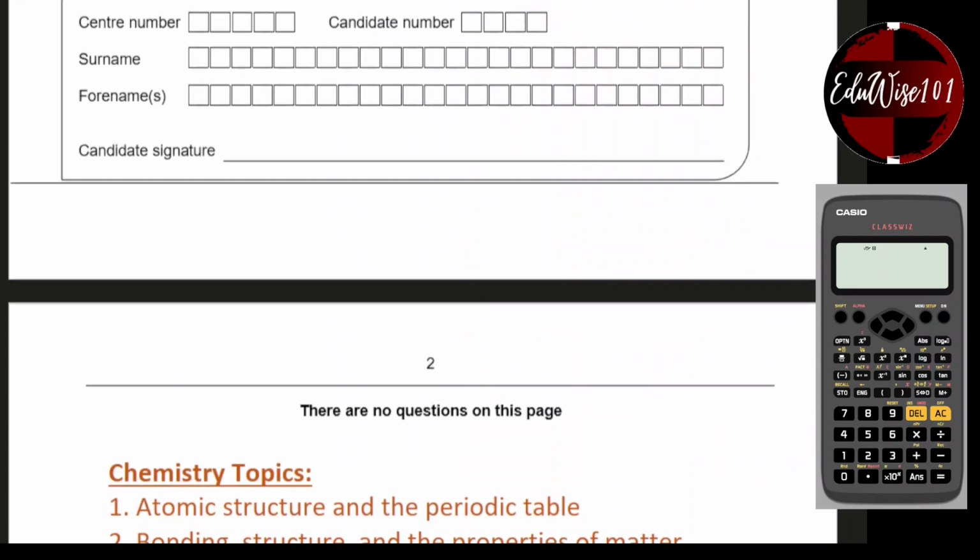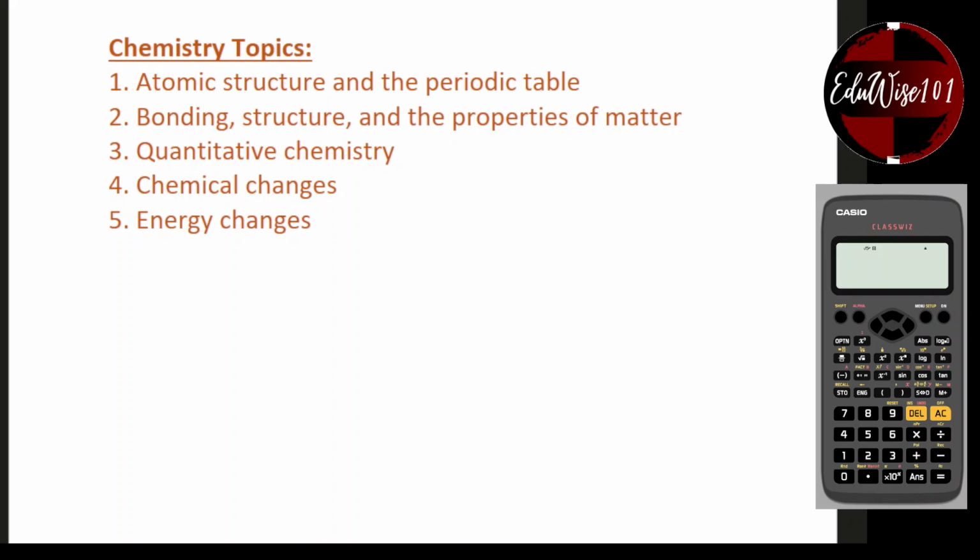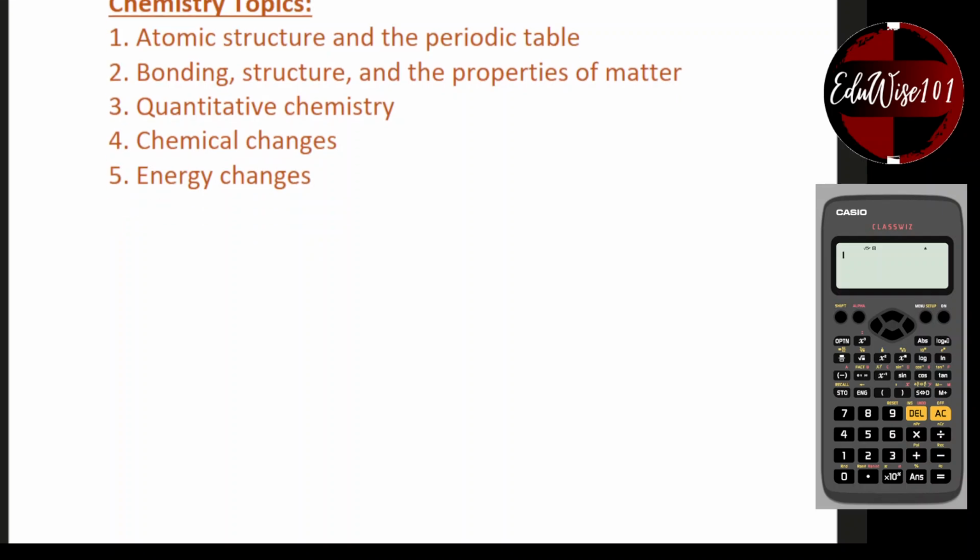And the topics that are tested in this paper are these 5 topics, which is atomic structure and the periodic table, which is topic 1. Bonding structure and the properties of matter, which is in topic 2. Quantitative chemistry, chemical changes and energy changes, which is the final topic. So let's have a look at question number 1.